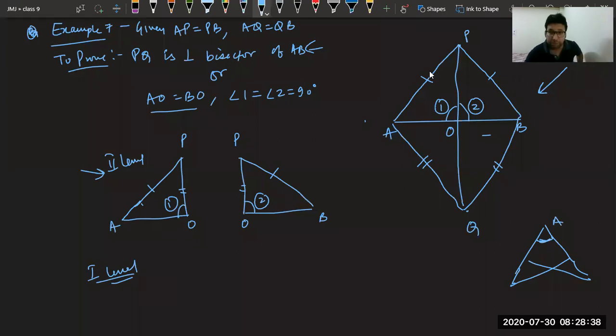Vaishnav, very good. APB. Okay, you are taking the bigger triangle. But how will that help you? I think you are taking the wrong triangle, Vaishnav, because APB and Q will not help you that way. Very good, Utkarsh, PAQ and PBQ. Others, please try. Very good.